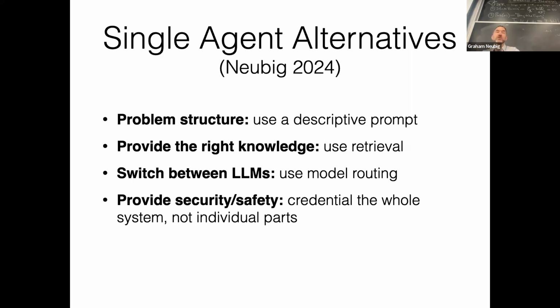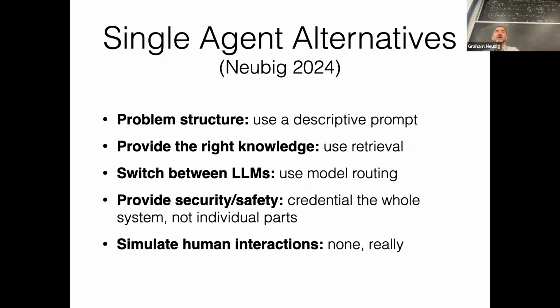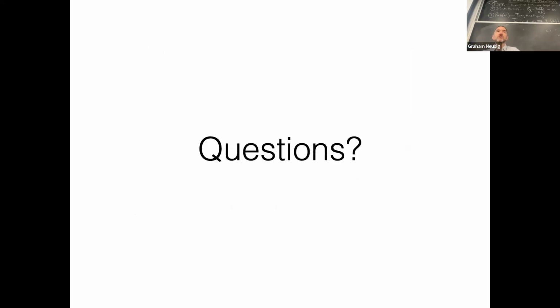Providing security and safety, my current solution to this is credentialing the whole system, not individual parts of the system. So I think you need to be careful about security regardless of whether you're letting a single agent do it. For simulating human interactions, there's not really a single agent solution. So I think this is the one place where you would definitely want a multi-agent system. For the other ones, you might think of other alternatives.